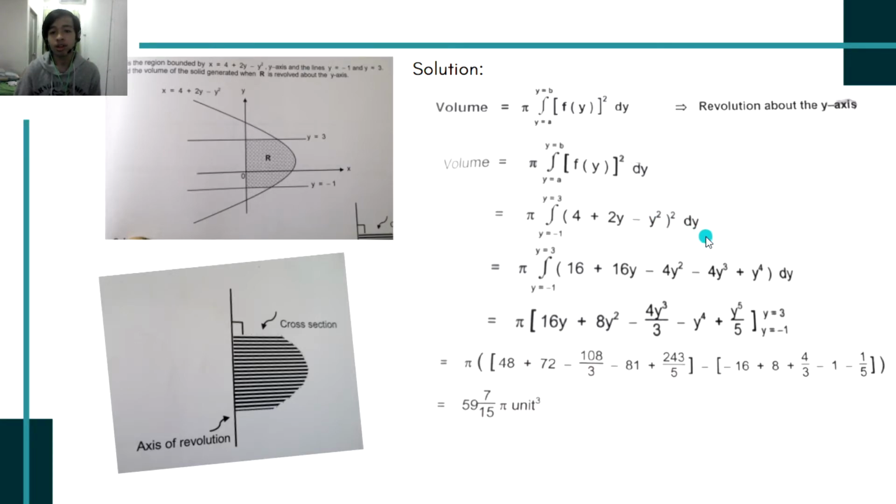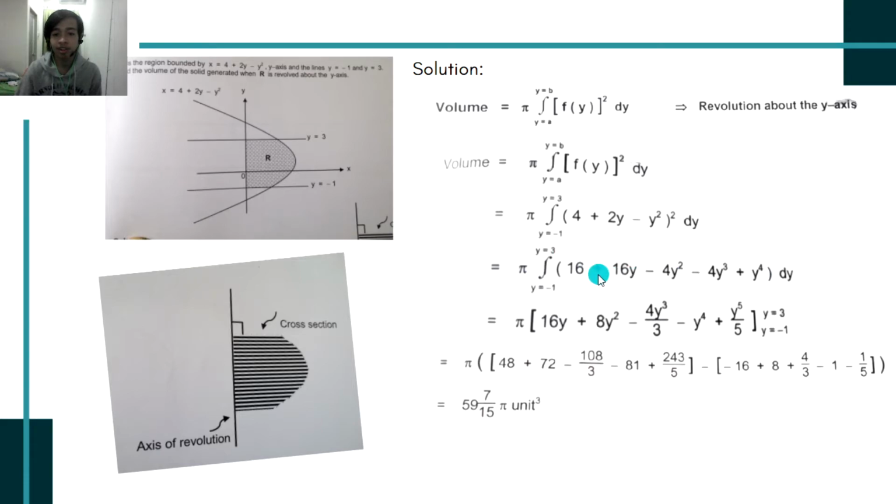So the next step is expanding this first. We must not forget this pi and also our integral. So we expand, and we'll get 16 plus 16y minus 4y squared minus 4y to the power of 3 plus y to the power of 4 dy. And then we can start integrating.